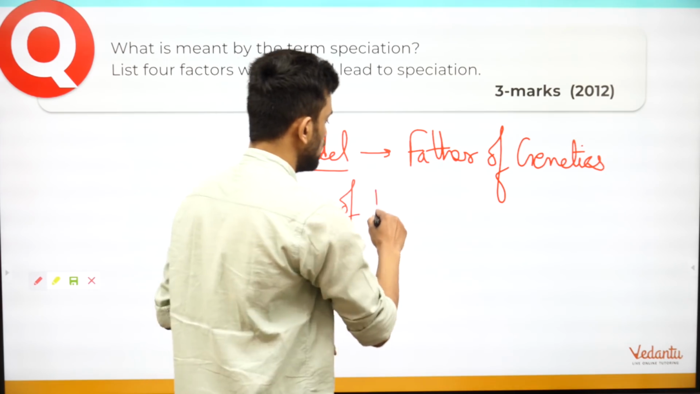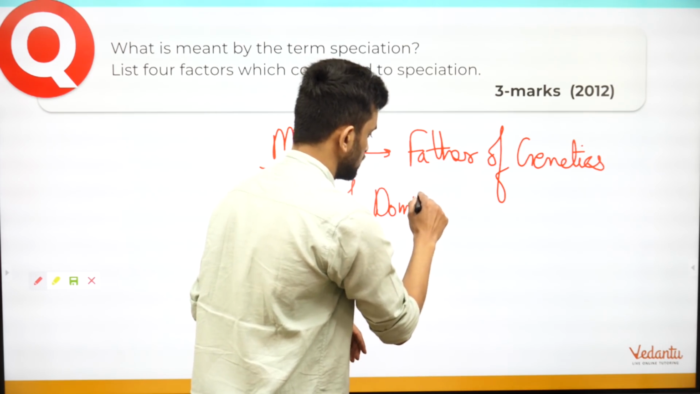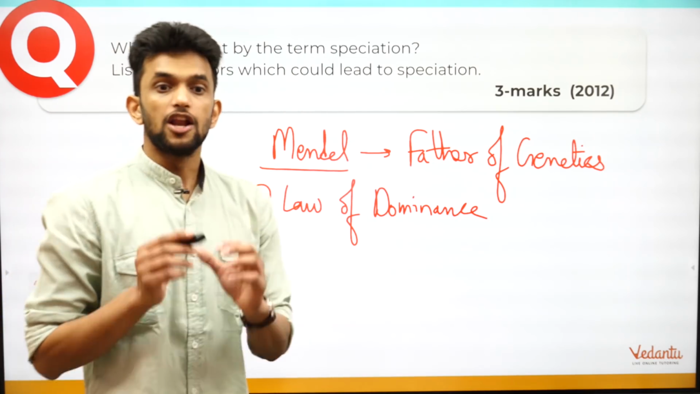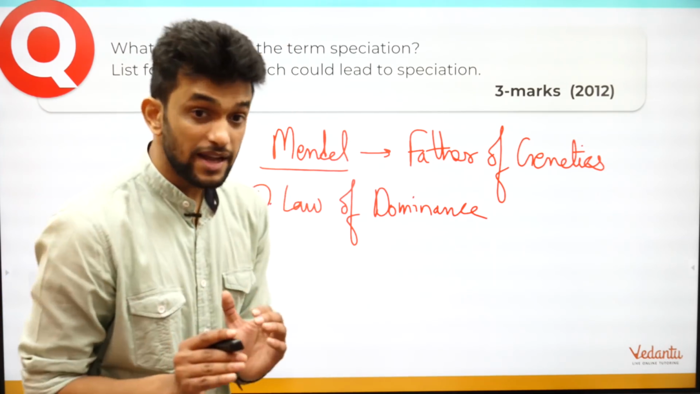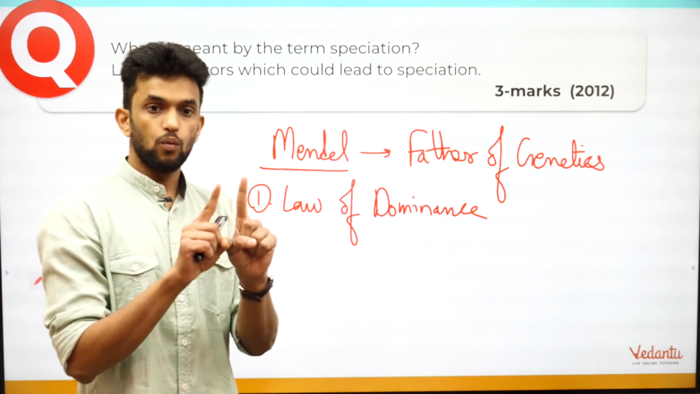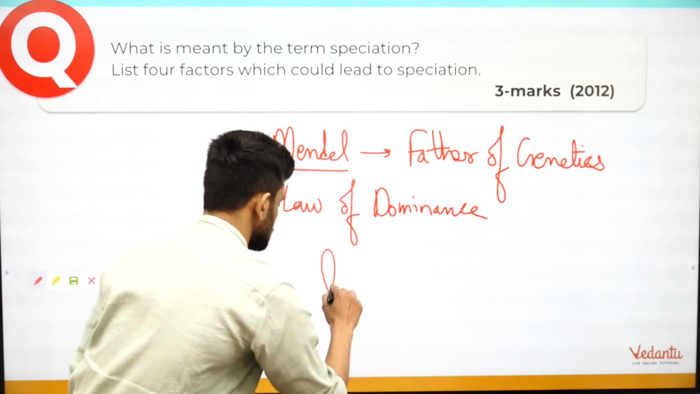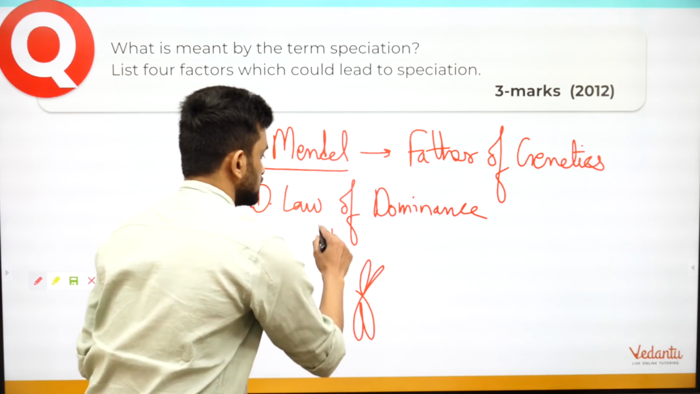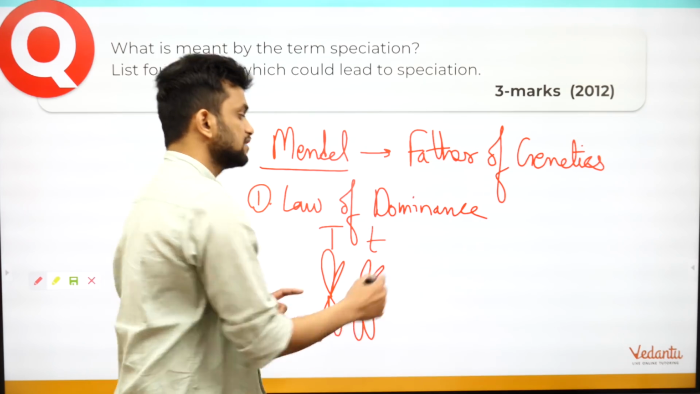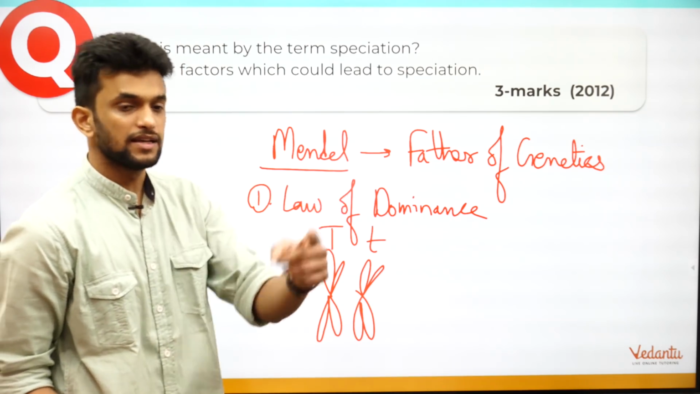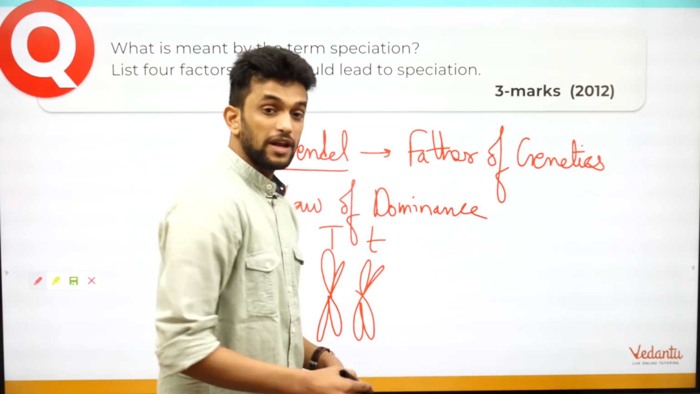First one is law of dominance. Now in law of dominance, what did Mendel say? Mendel said, in case there is a pair of contrasting characters, say capital T and small t, the character which gets expressed is called as a dominant trait.